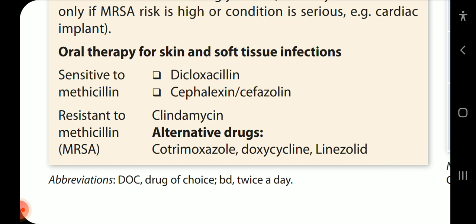Oral therapy for skin and soft tissue infections. Sensitive to methicillin, give dicloxacillin and cephalexin or cefazolin. Resistant to methicillin, MRSA: clindamycin; alternative drugs: cotrimoxazole, doxycycline, linezolid.